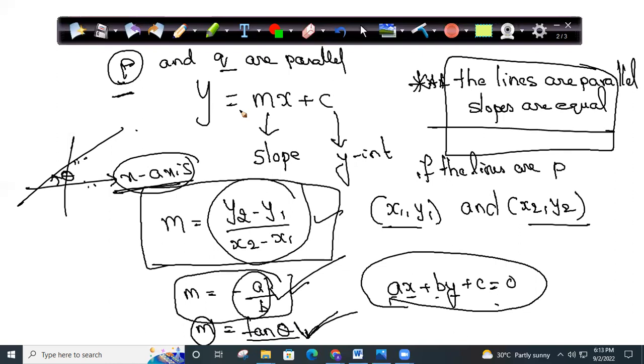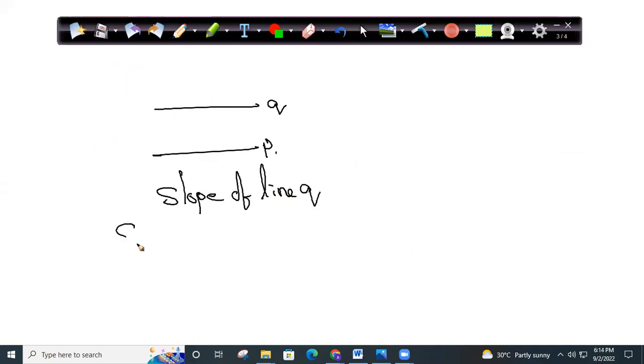Now, there are few more ways we can find the slope of a line. If they say the lines are parallel, so they say line q is parallel to p, so slope of line q will be same as slope of line p.